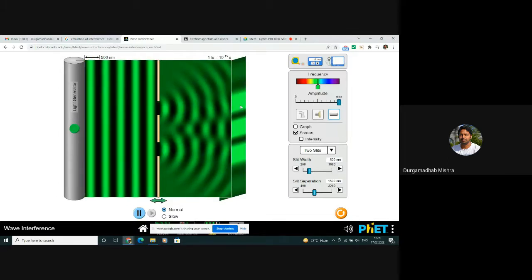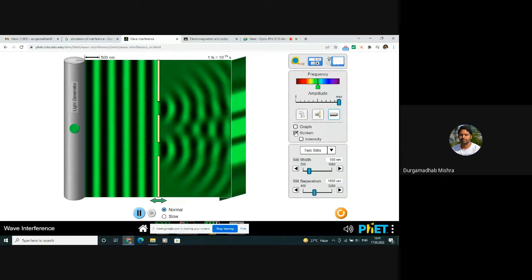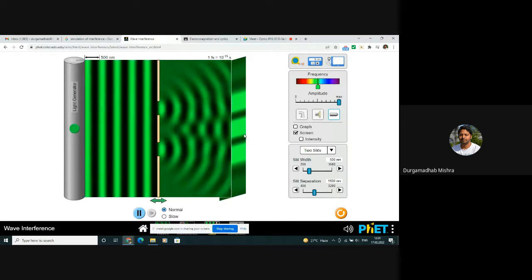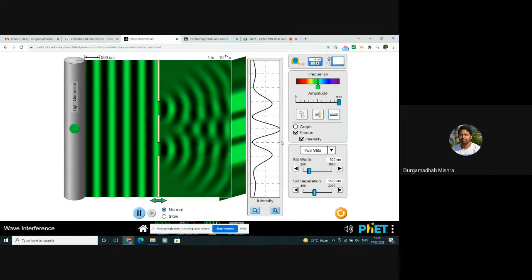When I'm clicking on the screen, I see what I would observe on the screen, and then if I click here on the intensity, you see the intensity pattern.